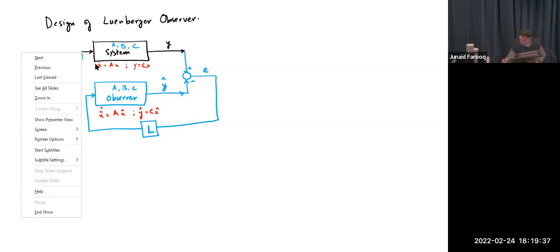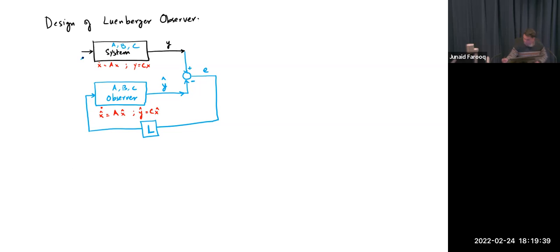So notice that basically you are actually using the output as well as the inputs to construct an estimator. So you construct an estimate of the state, and then eventually you will use that for feedback control.